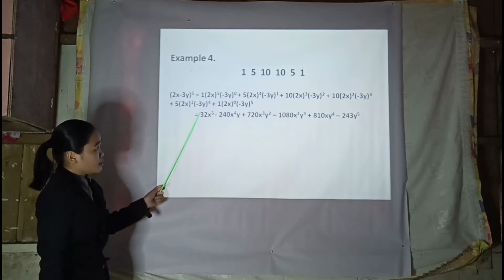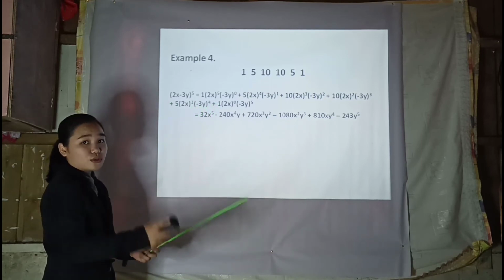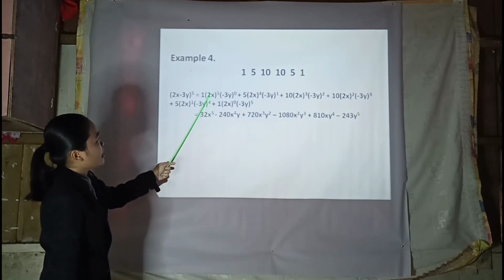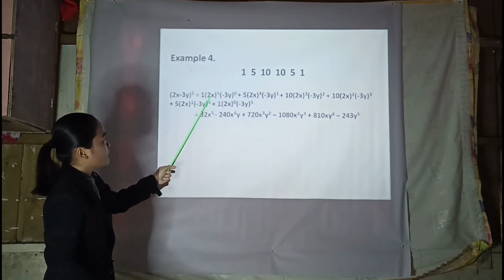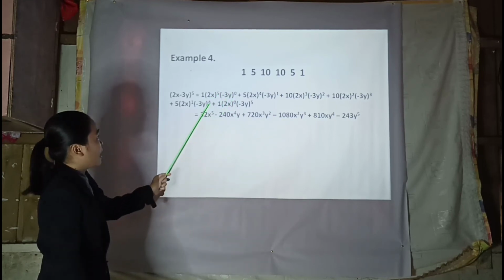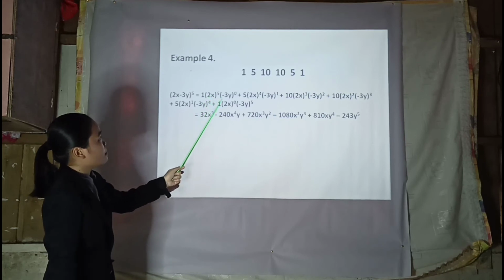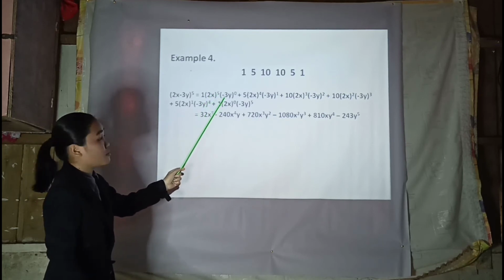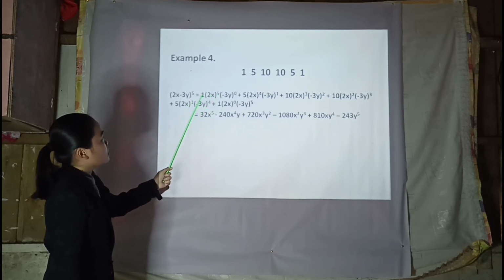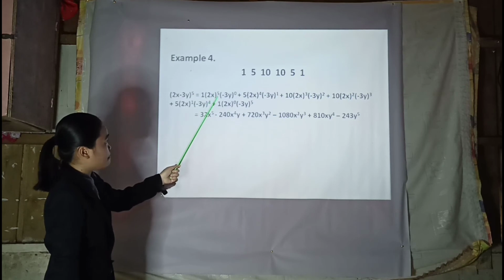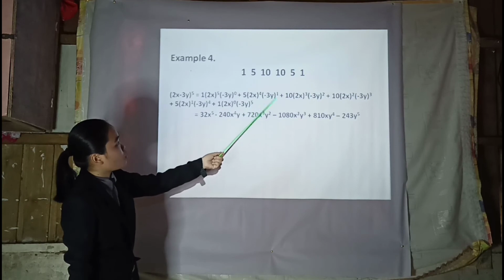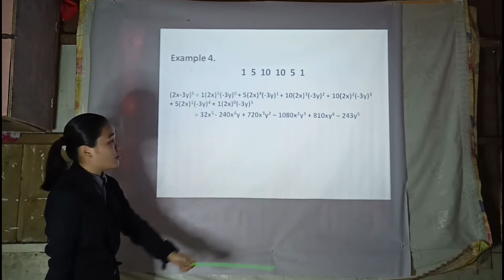So, as you observe, we apply again the pattern for expansion. The exponent of A will decrease and the exponent of B will increase. And the sum of the exponents of each term has the value of n. Since our n here is 5, 5 plus 0 is equal to 5. 4 plus 1 is also equal to 5, and so on.